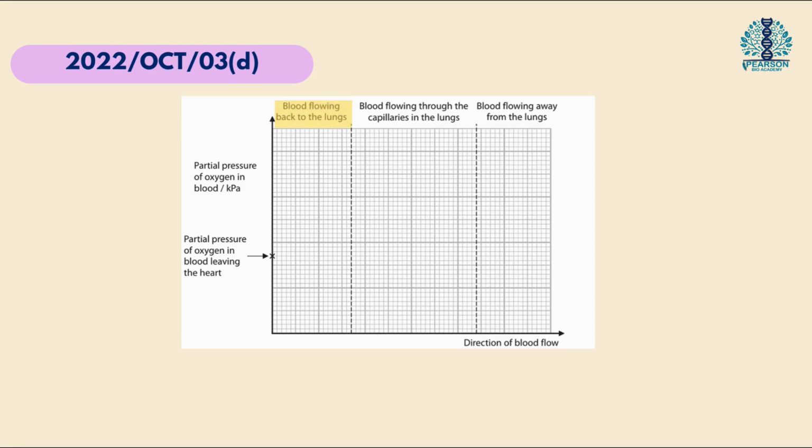First, let's look at the blood flowing back to the lungs. This blood has already delivered most of its oxygen to the body tissues. So its partial pressure of oxygen must be very low. And it has been marked already in your graph. Some students draw it as a horizontal line to represent that partial pressure remains constant, while others draw a very slight decrease. According to the examiner, both answers were accepted, so either is correct. Next, as the blood flows through the lungs, oxygen diffuses from the alveoli into the blood. As a result, the partial pressure of oxygen gradually increases until the blood becomes fully oxygenated.